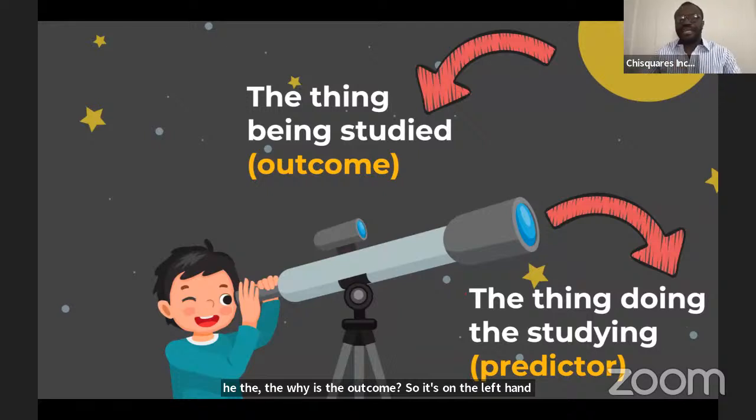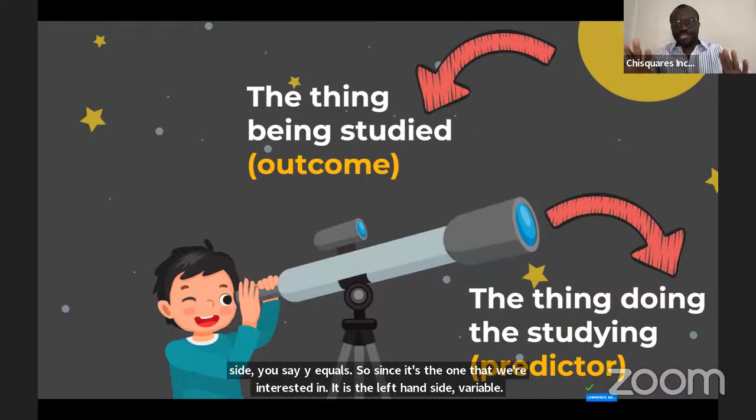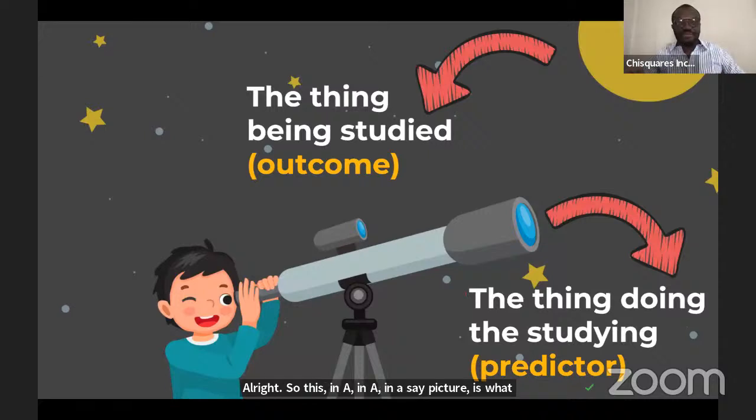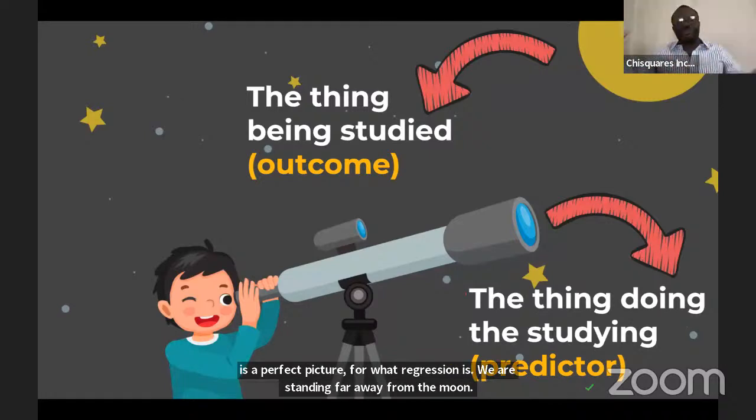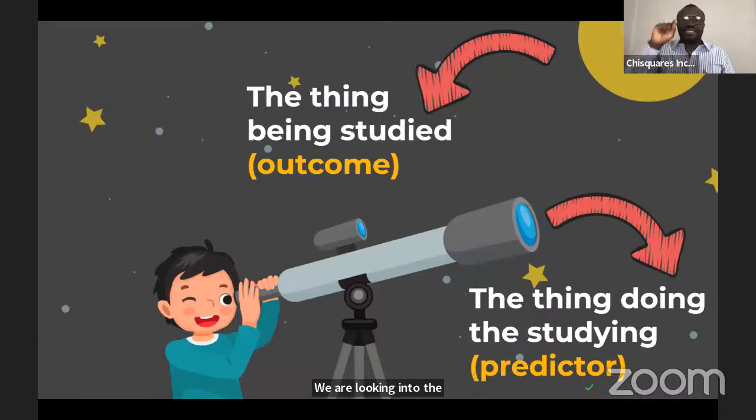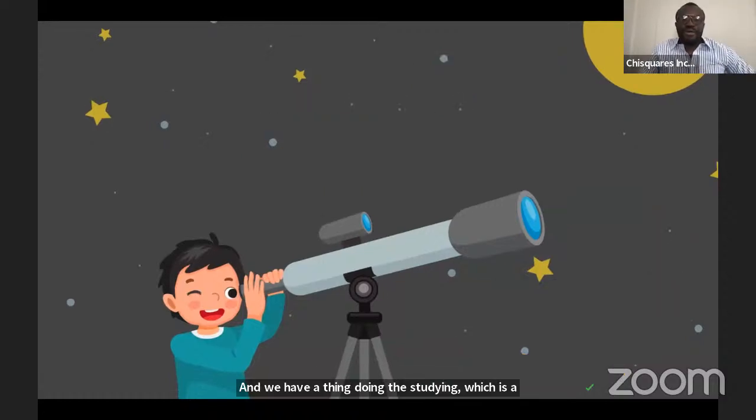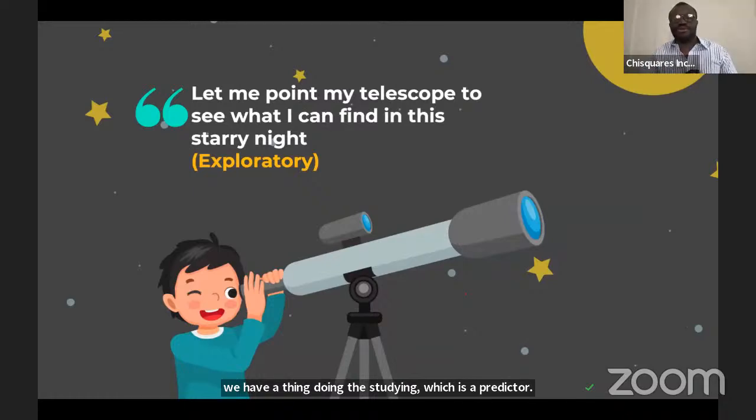All right. They say a picture is worth 1,000 words. So if we were to describe regression, this is a perfect picture for what regression is. We are standing far away from a moon, looking at it to see the shape of the moon in its entirety. We might not see the individual pieces of rocks on the moon, but we get a big picture. We have the thing being studied, which is the outcome, and we have a thing doing the studying, which is the predictor.